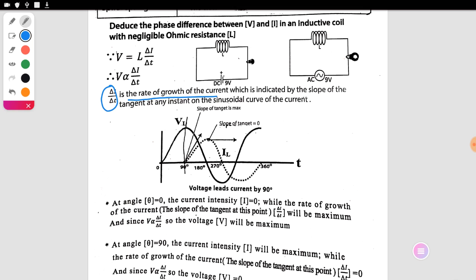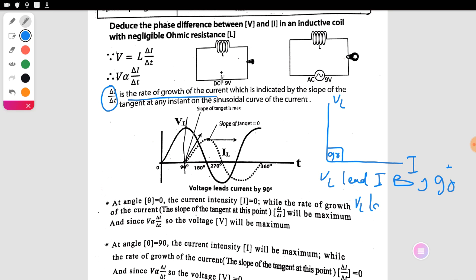This graph is called the graphical representation and can be drawn by another method: VL, I, and the angle between them equals 90. VL leads I by 90 degrees, or I lags VL by 90 degrees, or pi over 2. This graph is called the vector representation, while this graph is called the graphical representation. Voltage leads current by 90.